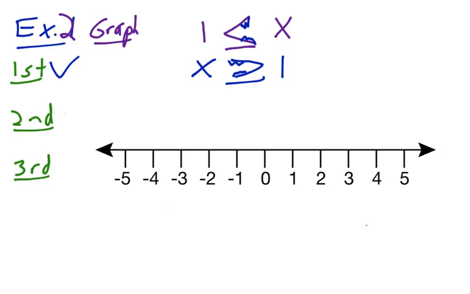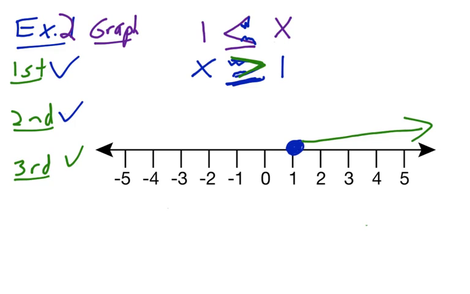Okay, step 2. Is that going to be a closed dot or an open dot? Well, that's part of that equal sign. So that tells me it is going to equal 1. So I can put a closed dot at 1. So fill in your dot. So 1 is a solution. And for our third step, what way is that pointing? If this is an arrow pointing, it's pointing to the right side. So it's everything greater than 1.